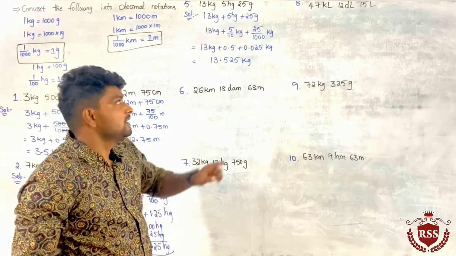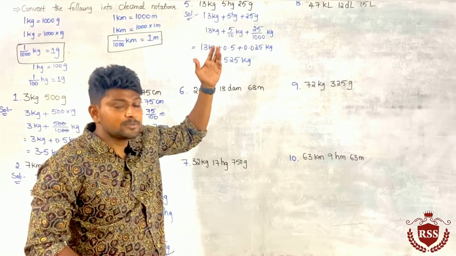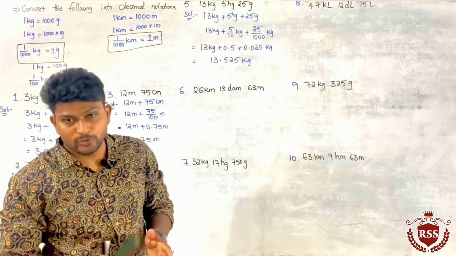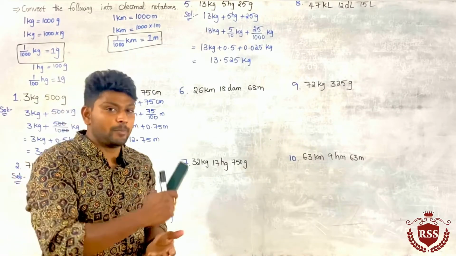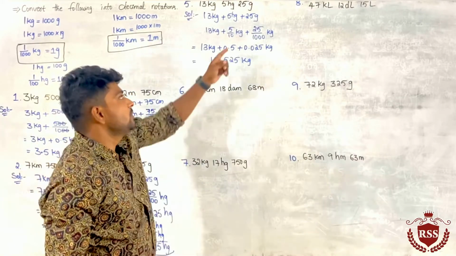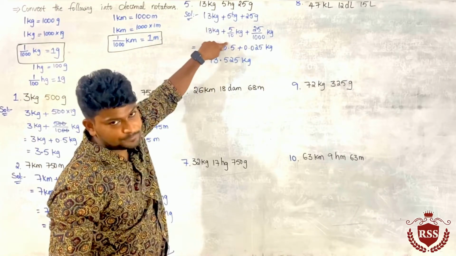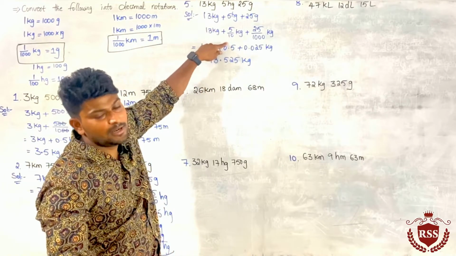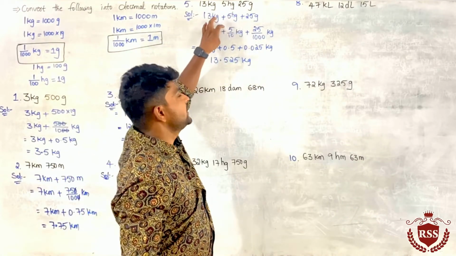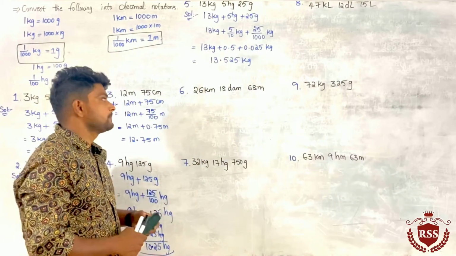How will it be done? What is the value of hectograms in terms of kilograms? 1 kilogram equals 10 hectograms. So it is the direct proportion value. Here we are doing indirect proportion, which means inverse ratios. So we have to convert hectograms into kilograms, so we have to divide by 10. What is the value of grams in kilograms? 1000. So it will be divided by that here. That is the thing we need to do here.